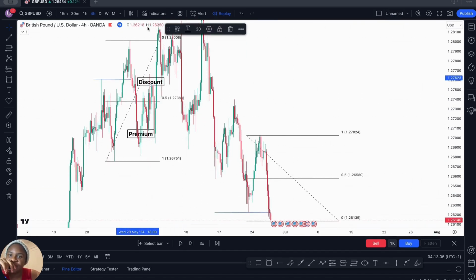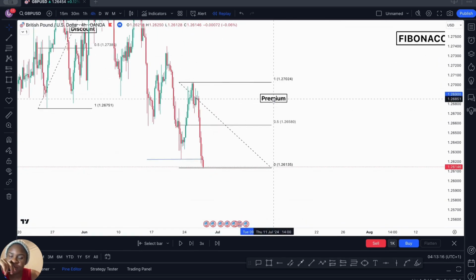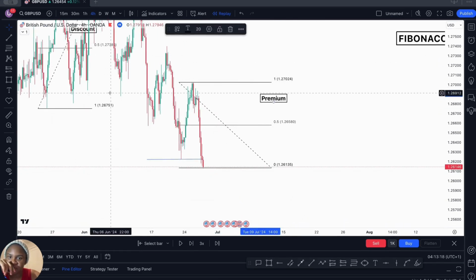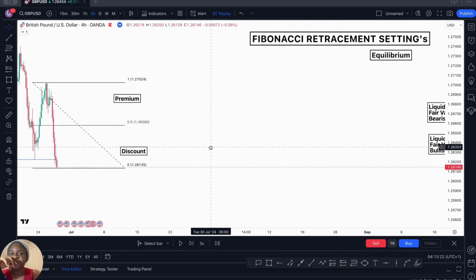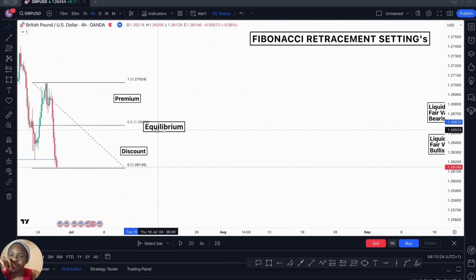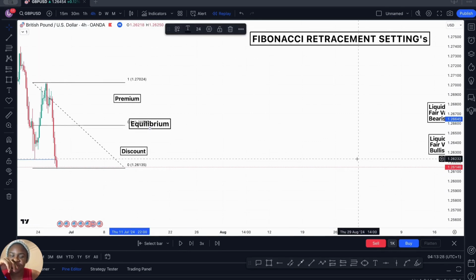Now note, 0 to 0.5 is discount, 0.5 to 1 is premium. The same thing goes for a sell momentum, 1 to 0.5 premium, 0.5 to 0 discount. Now, the 50% is equilibrium. This is your equilibrium, 50%.